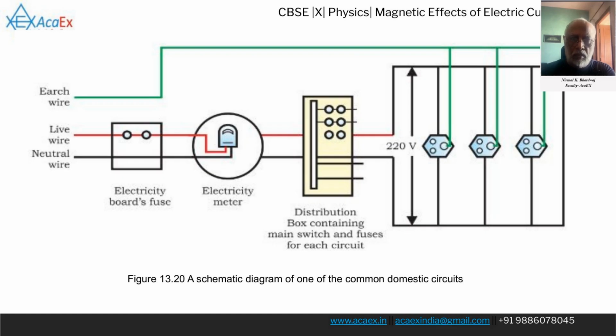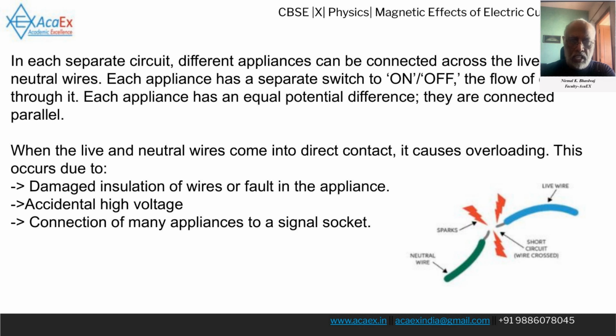Diagram of a domestic circuit. This slide shows a schematic diagram of a common domestic electric circuit. It illustrates how the live, neutral, and earth wires connect from the main supply to a distribution box with fuses and then to various outlets in the house. In each separate circuit, different appliances can be connected across the live and neutral wires. Each appliance has a separate switch to turn on and off the flow of current through it. Each appliance has an equal potential difference. They are connected in parallel.